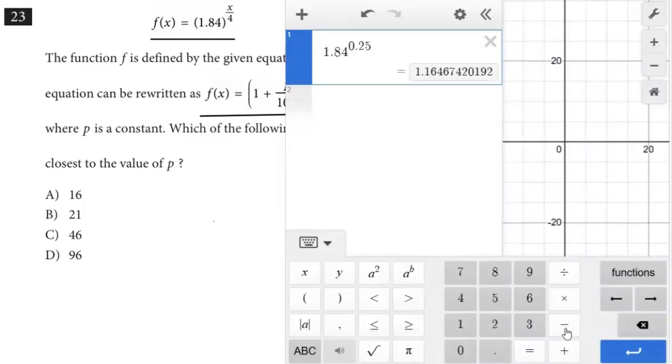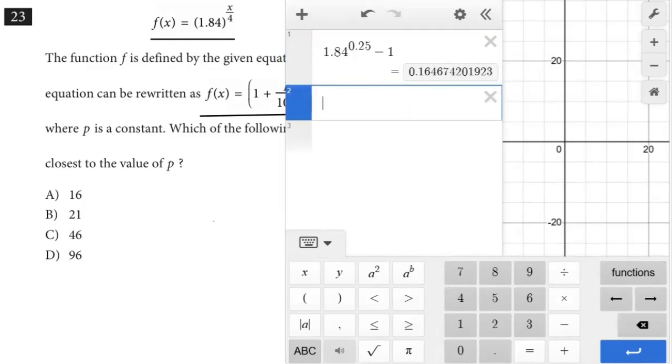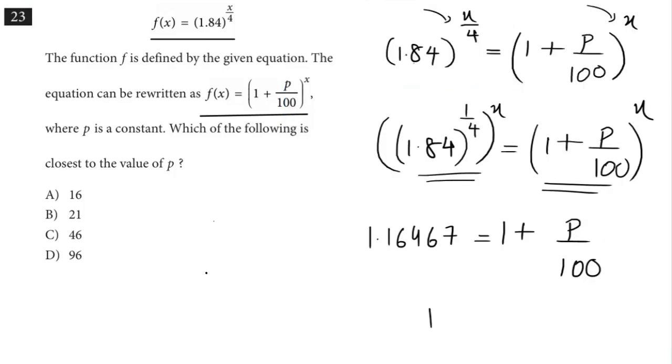So first subtract 1, and the answer is 0.1647, and times this by 100. That's 16.47. So p's value is 16.47. So I can clearly see that p is closest to option A.